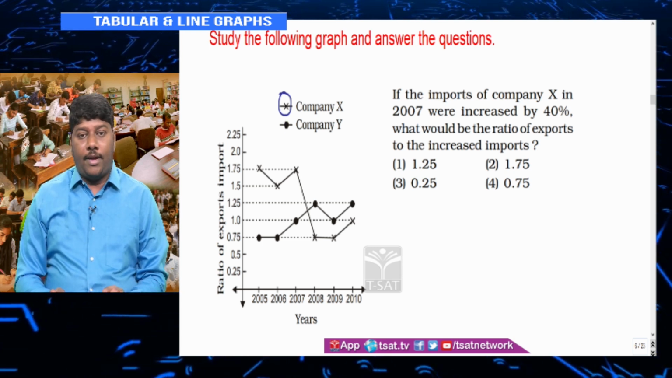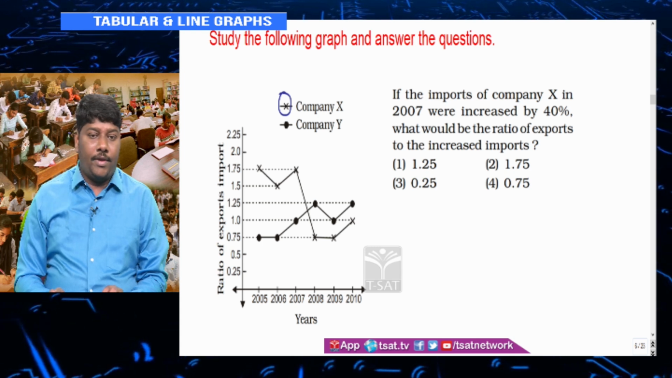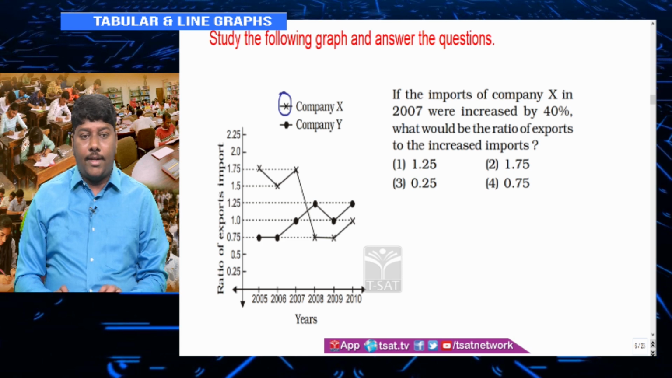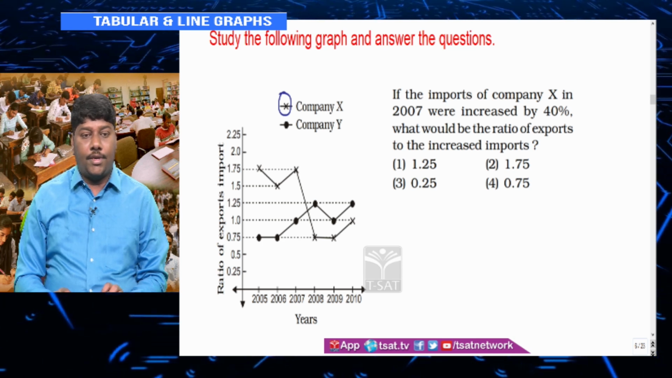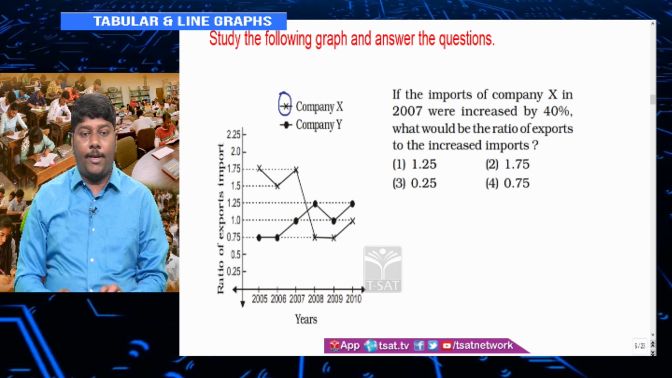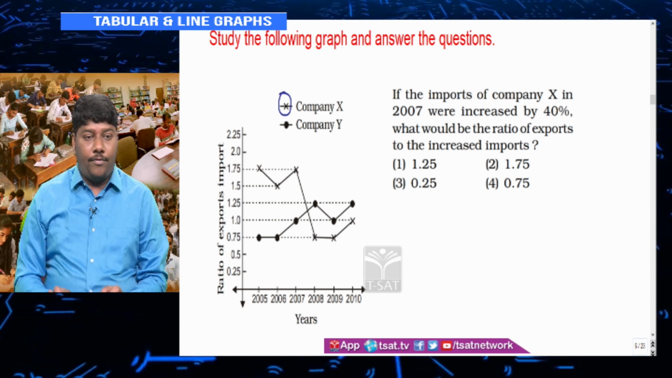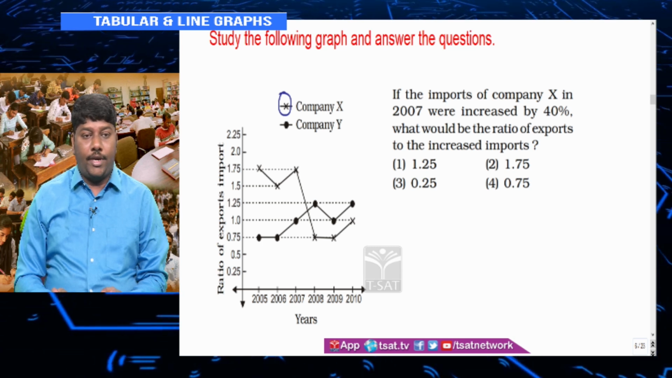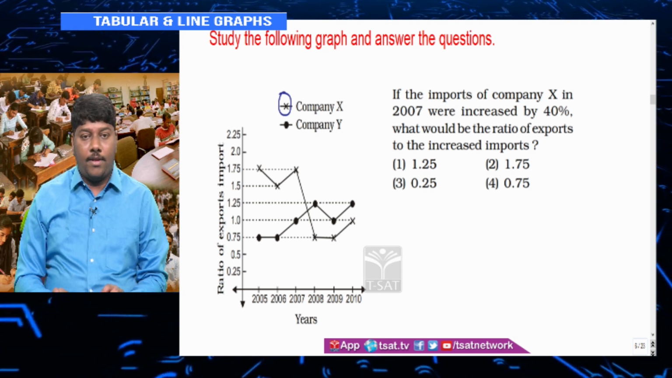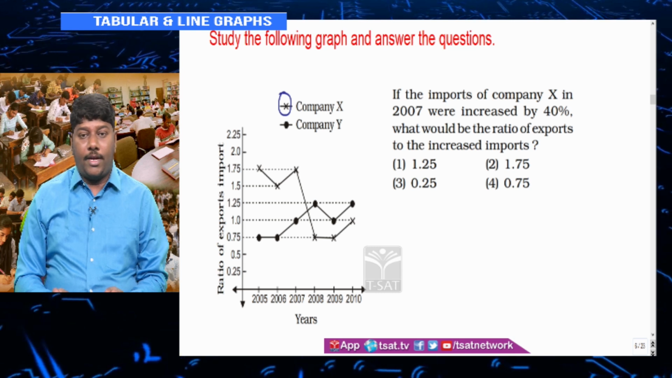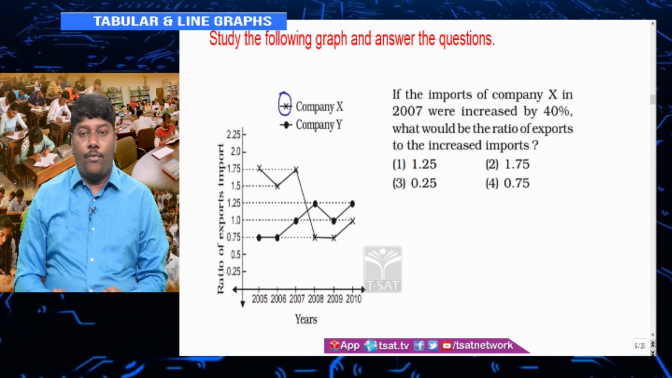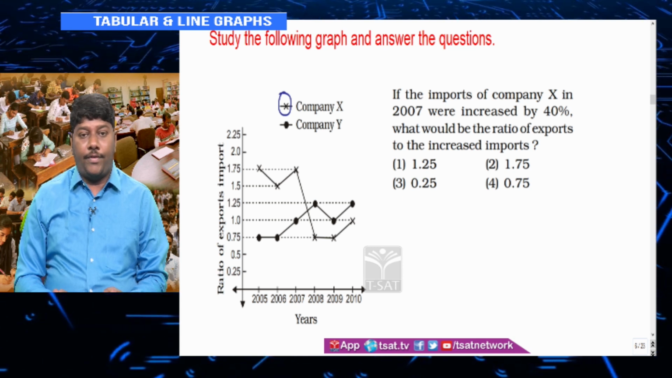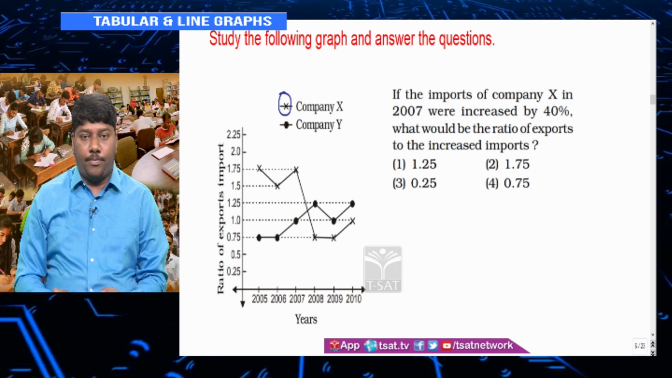On the X axis it is given as 2015, 16, 17, 18, 19, 20, which is years. And on the Y axis it is given as the ratio of exports to imports. So exports by imports is given. Now look here. If the imports of the company X in 2017 were increased by 40%, what would be the ratio of exports to the increased imports?